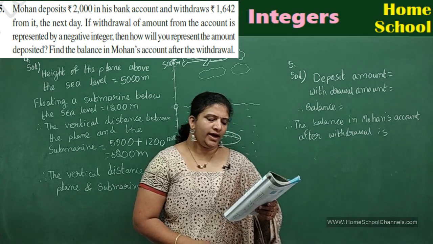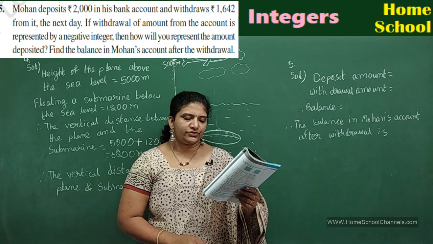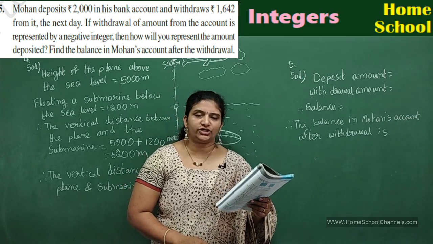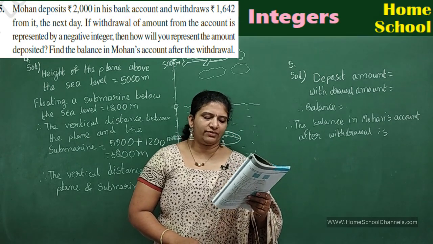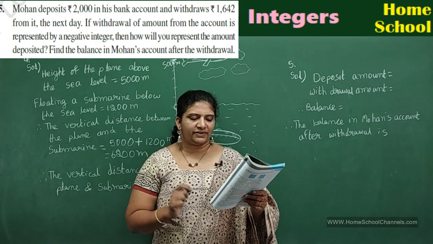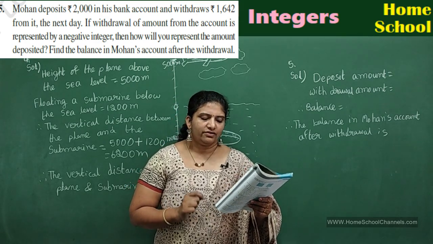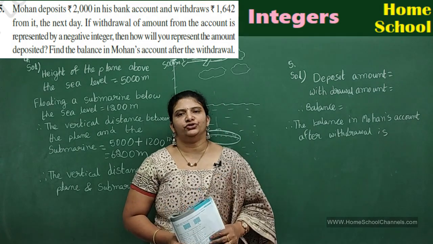Okay. Mohan deposits rupees 2,000 in his bank account and withdraws rupees 1,642 from it the next day. If withdrawal of amount from the account is represented by a negative integer, then how will you represent the amount deposited? Find the balance in Mohan's account after the withdrawal.